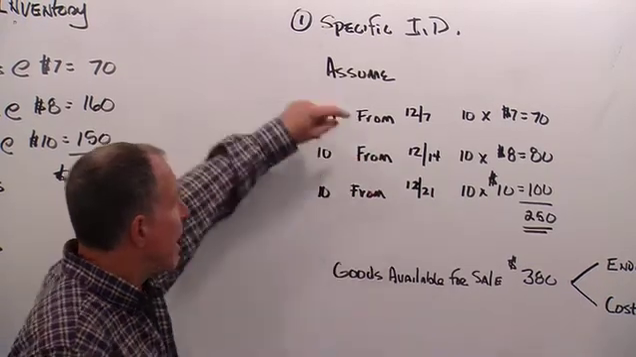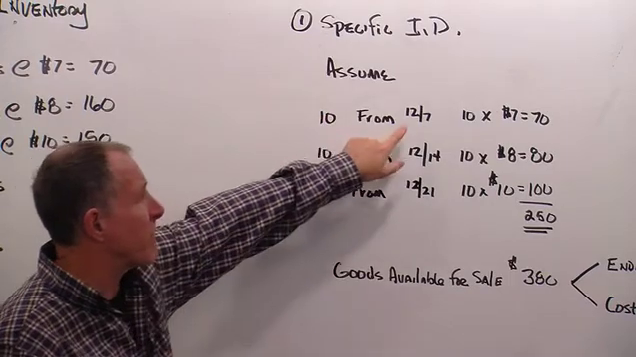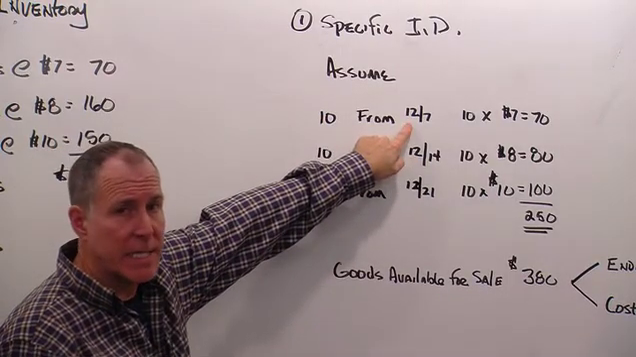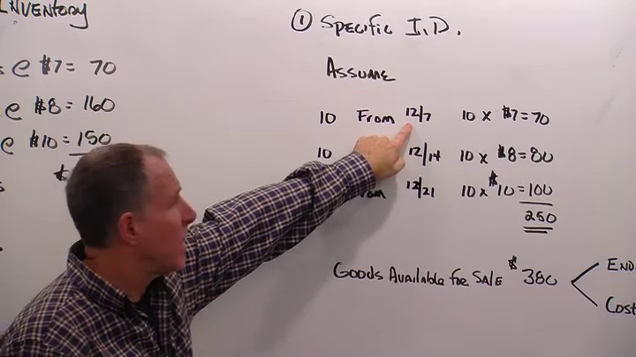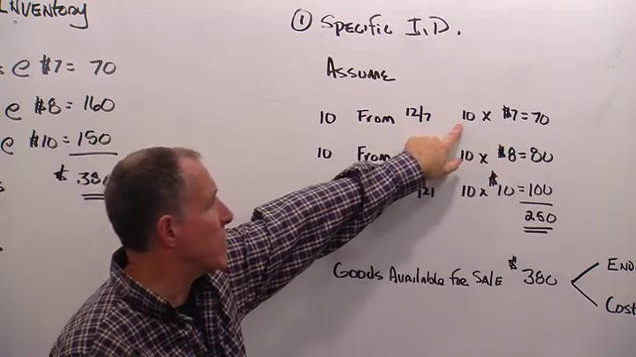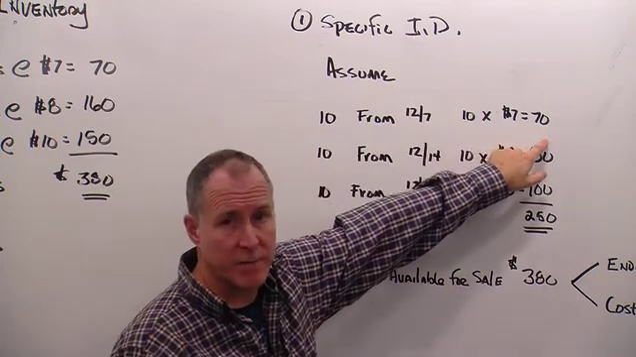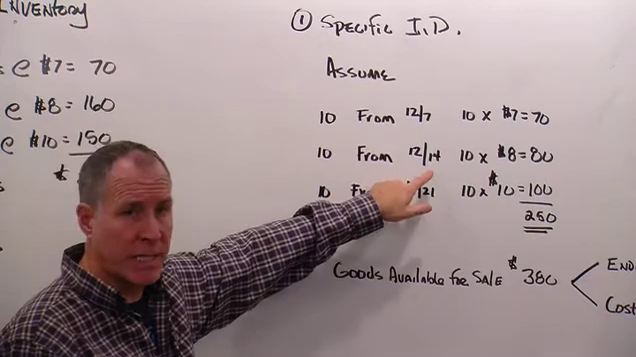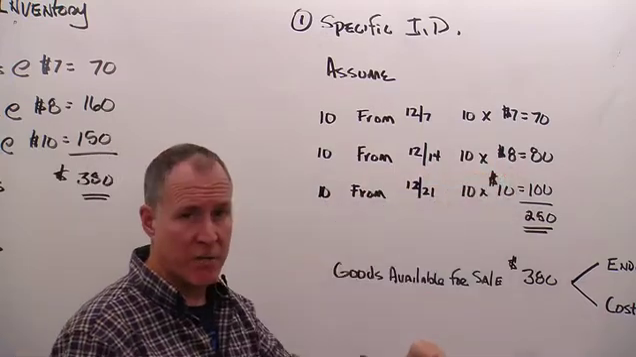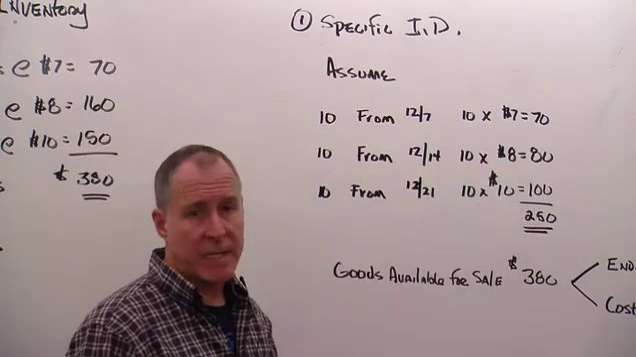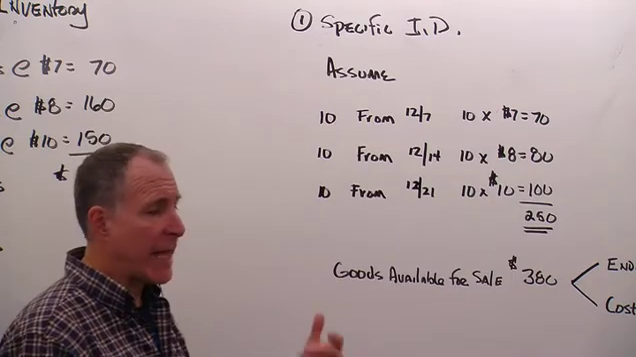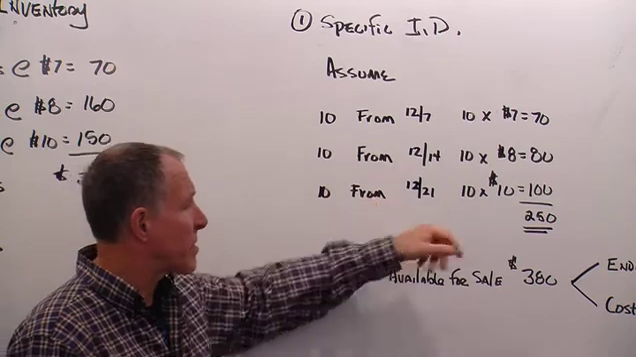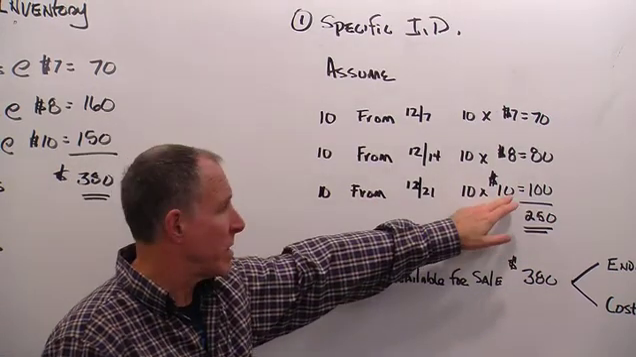That is, I have 30 units, 10 come from the purchase that is on the 7th, 12/7. If that's the case, those goods that were bought were $7 a piece. So I'll price those 10 units out at $70. Let's assume the other third comes from the purchase that's on the 14th. Those were bought at $8 a piece, so 10 units times 8 is $80. And then the last lot of 10 units that I still have were bought on the 21st, and those were at $10, or that's 100.